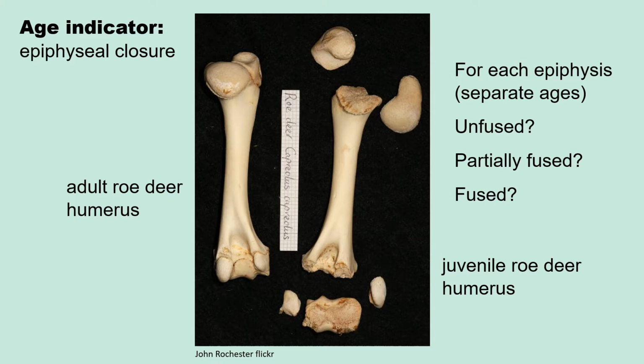So you would record for each epiphysis, which the distal epiphysis might fuse at a different rate than the proximal epiphysis. Is it unfused? Is it partially fused? Or is it totally fused?